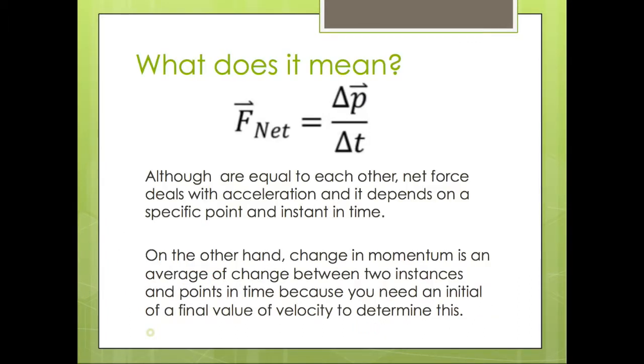Newton's second law states that the net force on an object is equal to the rate of change of its momentum. Although they are equal to each other, net force deals with acceleration and it depends on a specific point and instant in time. On the other hand, changing momentum is an average of change between two instances and points in time, because you need an initial and a final value of velocity to determine this. This is the difference between these two values.